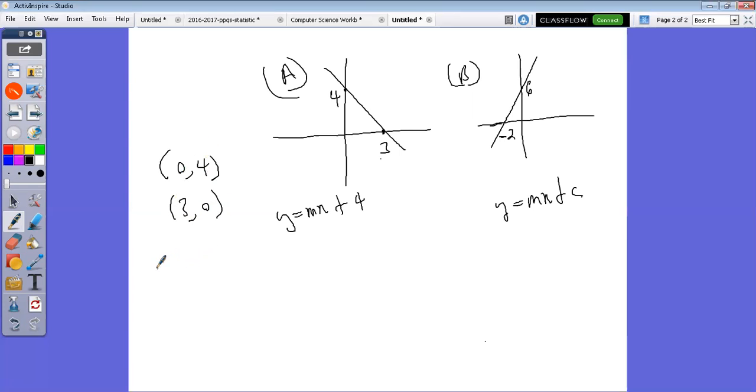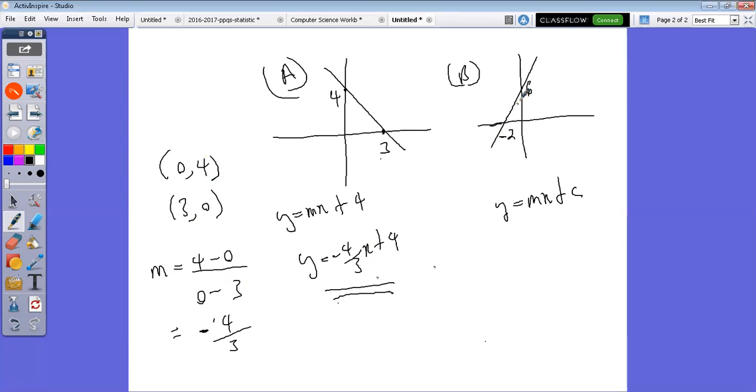So change in y over change in x is 4 minus 0 over 0 minus 3, so we get negative 4 over 3. This gives me minus 3, this gives you 4. Clear? So it means y is equal to minus 4 over 3 x plus 4. Done.